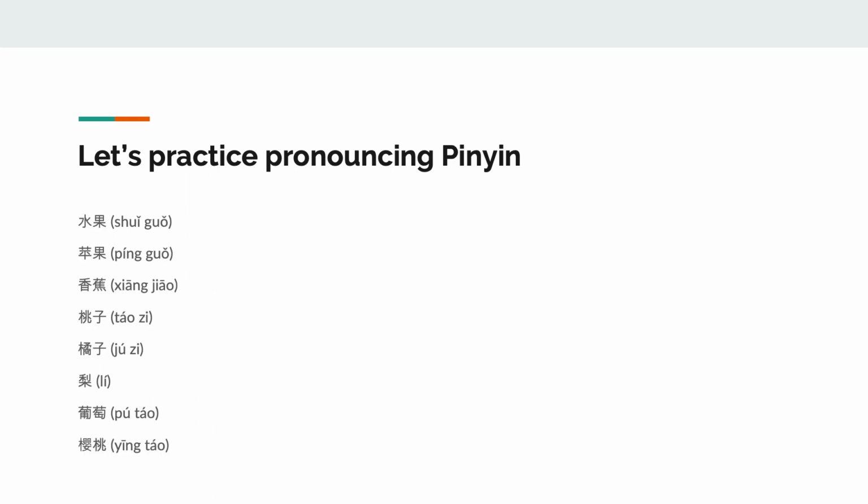Let's keep practicing pronouncing pinyin. 水果 means fruit. 苹果 means apple. 香蕉 means banana. 桃子 means peach. 橘子 means orange. 梨 means pear. 葡萄 means grapes. And 樱桃 means cherries.